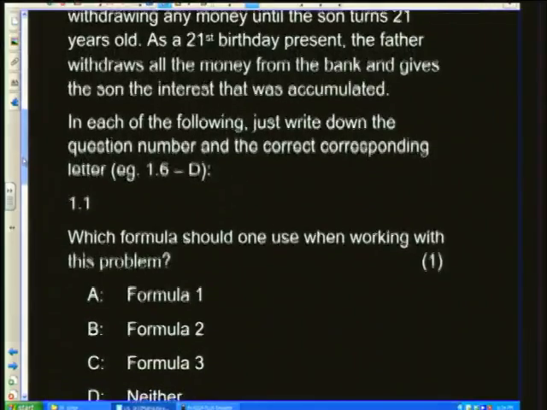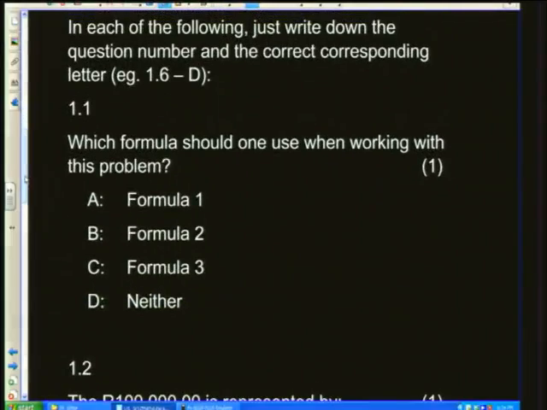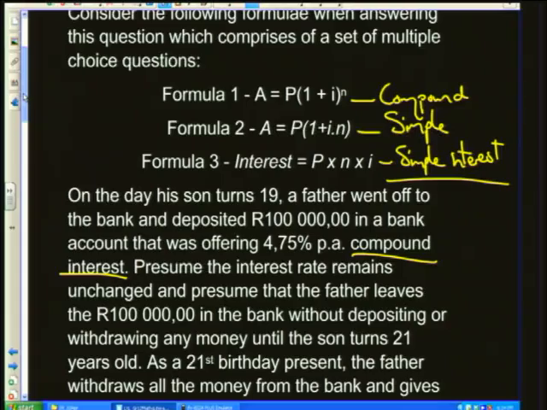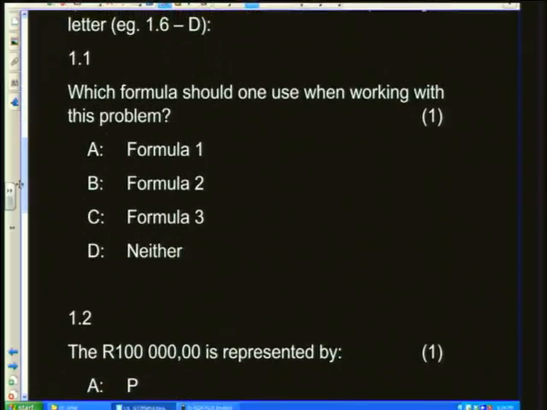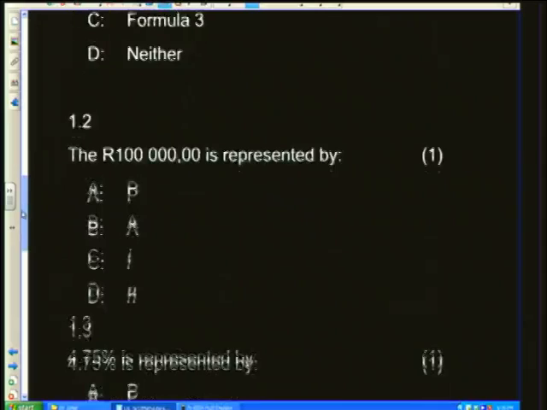Each of the following, just write down the letter. Right, so here we go. Read the question to me, James. Which formula should one use when working with this problem? Okay, what is the problem dealing with? Simple interest or compound? Compound. And where's my compound interest formula? Formula 1. Absolutely. Where's Formula 1? A. Brilliant.